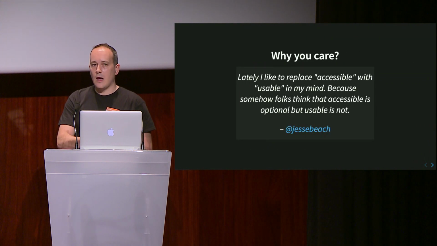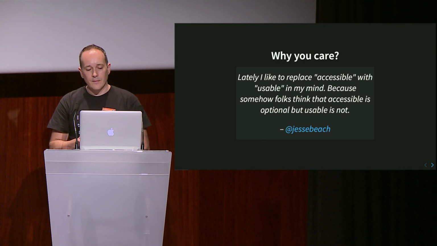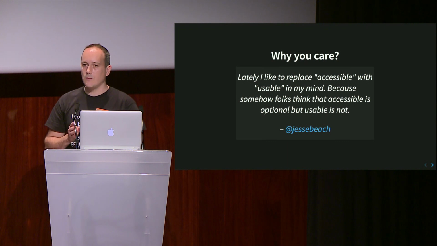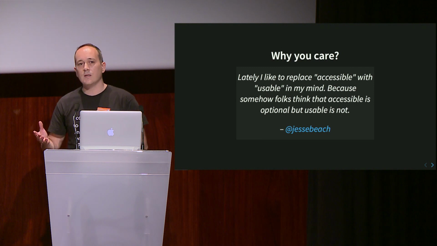So first, I like very much this quote about why you should care about accessibility. It's a quote from Jessie Beach, who is a developer from Facebook. She says, lately I like to replace accessible with usable in my mind, because somehow folks think that accessible is optional, but usable is not. And it's a really great practice because you will never say, well, I produced an EPUB, but it's almost usable. You will not say that, but people do say that about accessibility. So it shows that accessibility and checking that your EPUB is accessible is really important.